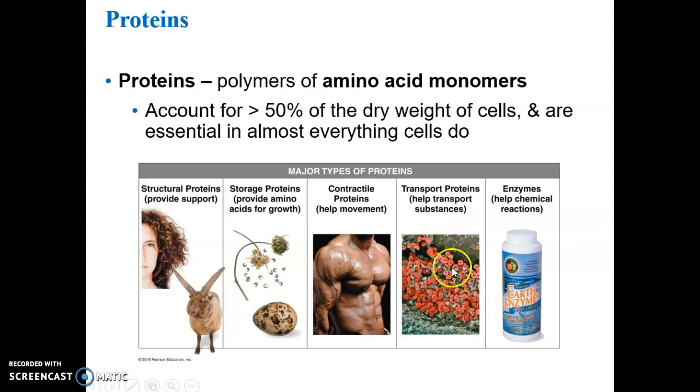Transport proteins help transport substances within cells or substances through the body, like hemoglobin that helps transport oxygen. And then there's enzymes that help chemical reactions occur faster and faster, speeding up the naturally occurring chemical reaction rate. And if you remember, I showed you a little video that showed how monomers can be linked together to form larger molecules, like disaccharides or polysaccharides.